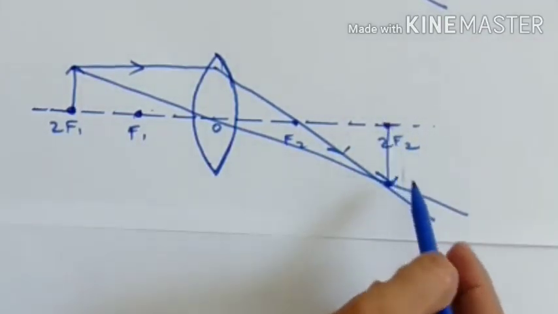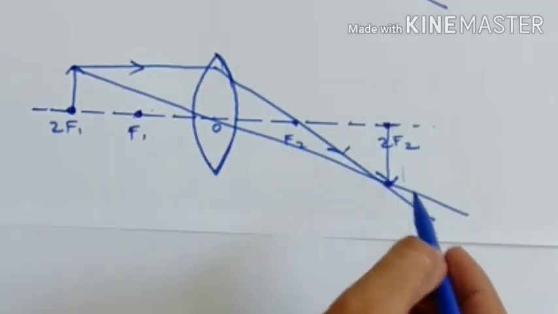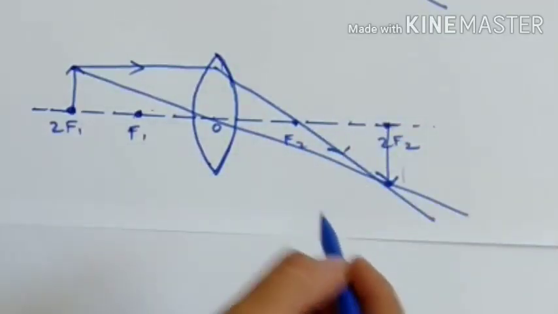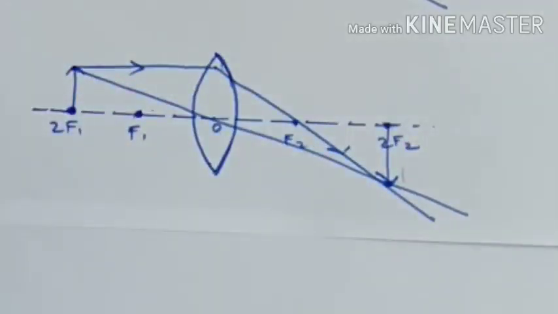Then what kind of image is it? It is a real image, it is an inverted image, and the size of the image is the same as that of the object. Here is the diagram from the textbook.